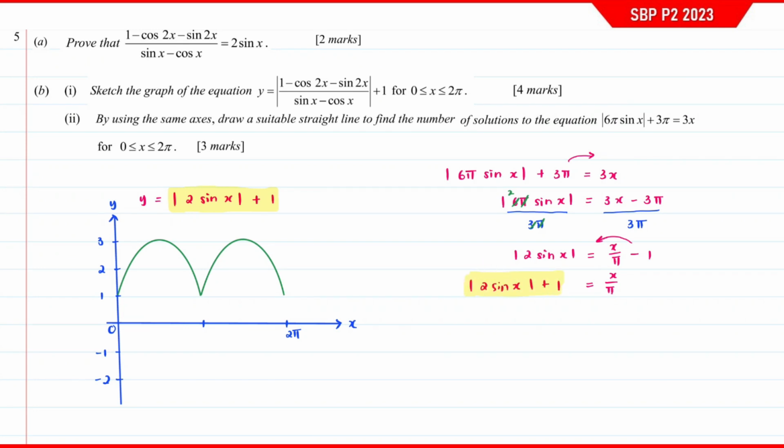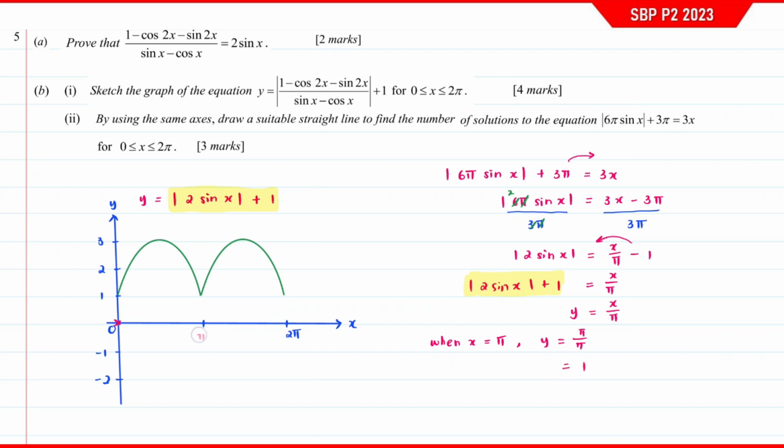Now for this part, we can substitute it with y. Therefore, the equation will be y equals x over pi. When we compare this to y equals mx plus c, the c is equal to 0. So the first point that we can plot is at the origin. For the other point, I'm going to let x equal pi. Then the equation will be y equals pi divided by pi, so y is equal to 1.